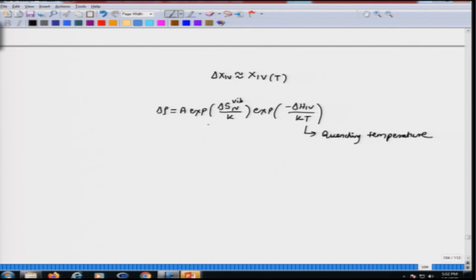Now, with this technique, as you can see, we can measure delta rho from different quenching temperatures and plot it. Plot the logarithm of delta rho versus 1 by T. Again, we will get a straight line whose slope gives us the value of delta H 1 v.